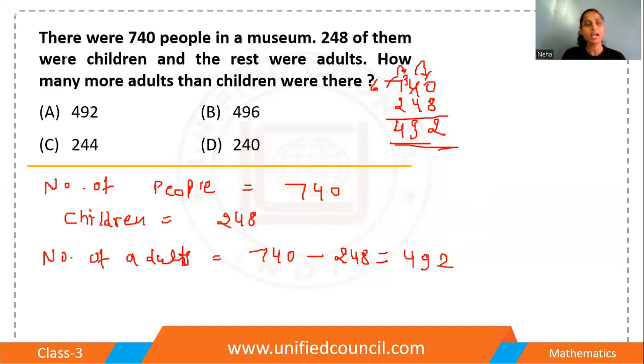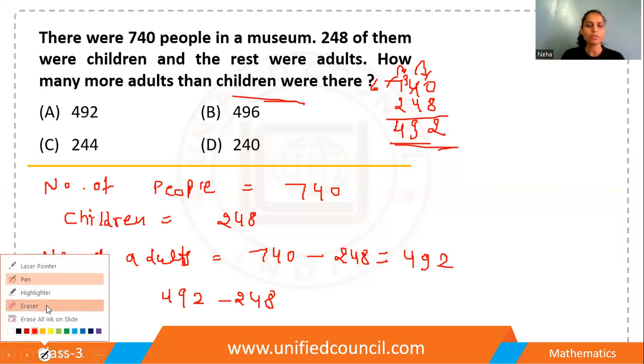Now the question is asking how many more adults are there than children. That means the question is asking for the difference between the number of adults and the number of children. So I think this is quite easy. So 492 minus 248. This I have to do.